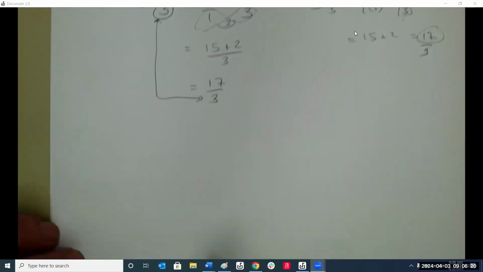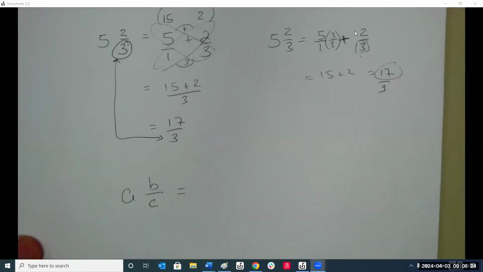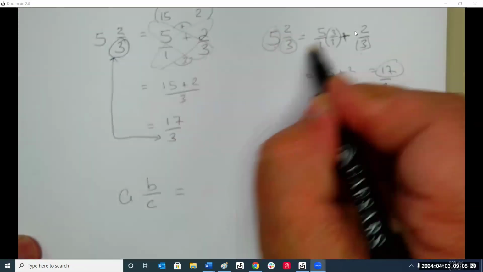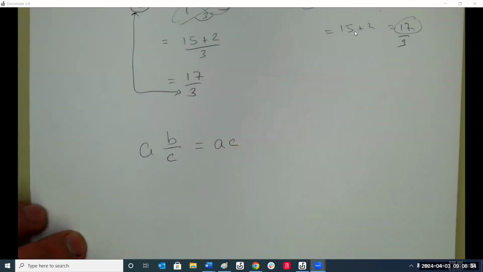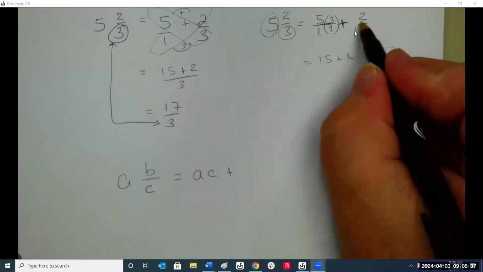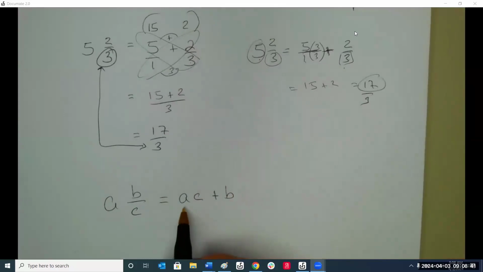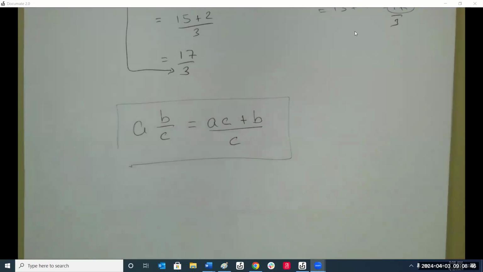So the shortcut is what we just did here. Take this number and multiply it by 3. So it's A times C. And then we added the top number, which is B. And there's your conversion factor. That's how you convert from mixed number to improper fraction.